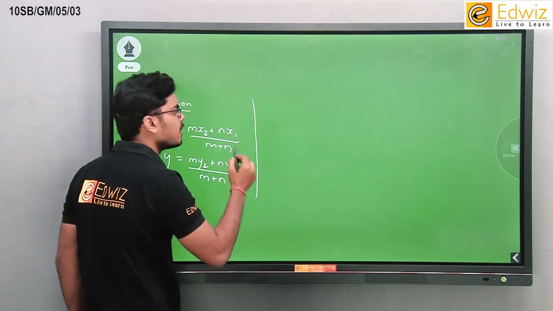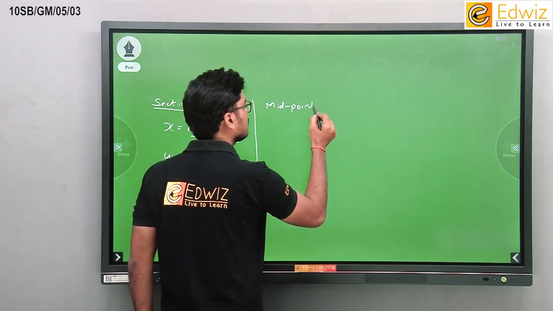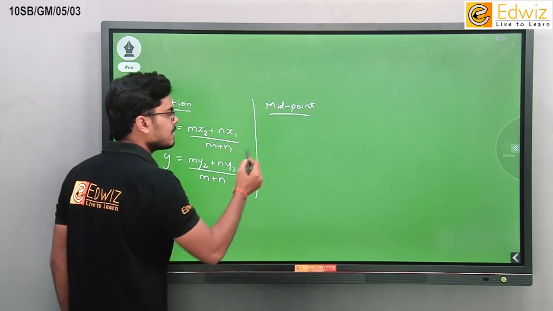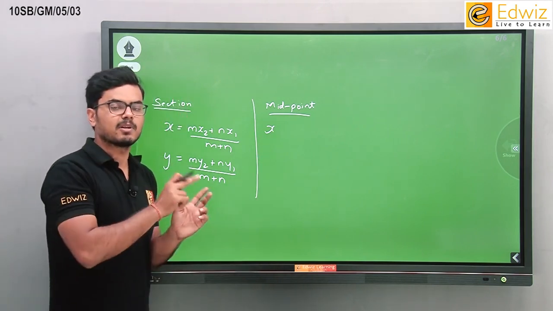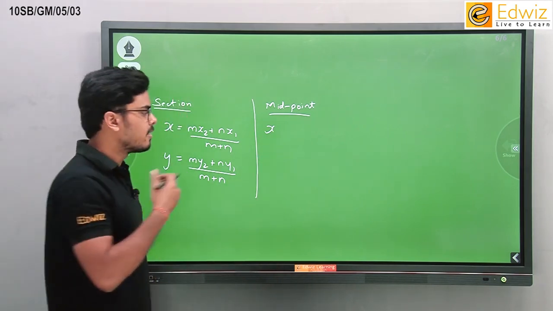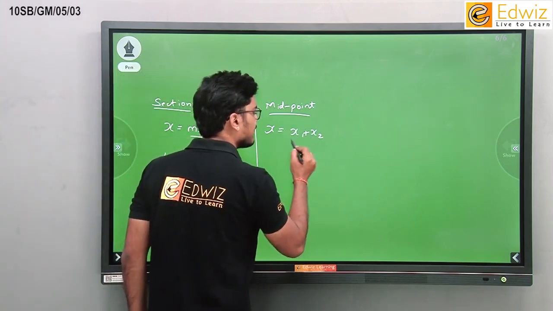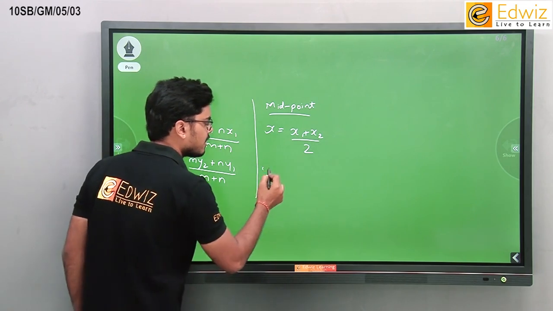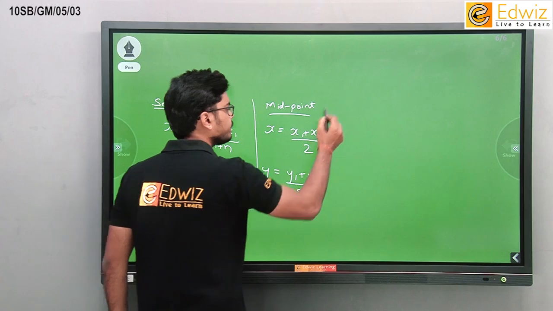Based on the section formula itself, there is the midpoint formula. What is the midpoint formula? X coordinate of the midpoint of any two given points x1 comma y1 and x2 comma y2 will be equal to x1 plus x2 divided by 2, and y coordinate will be y1 plus y2 divided by 2.